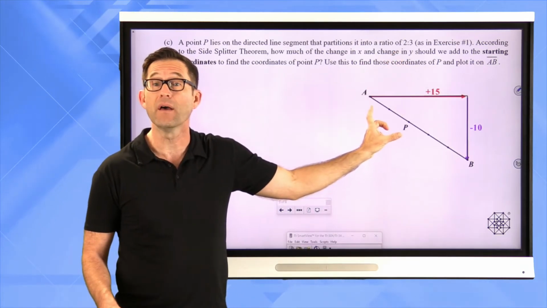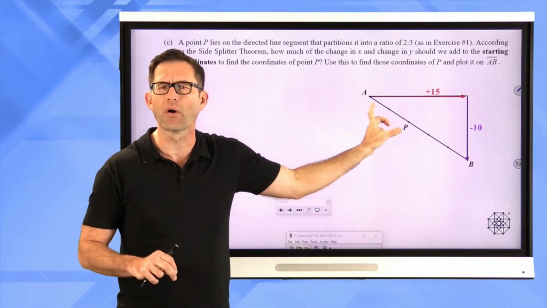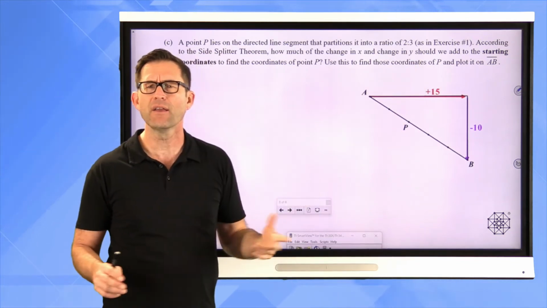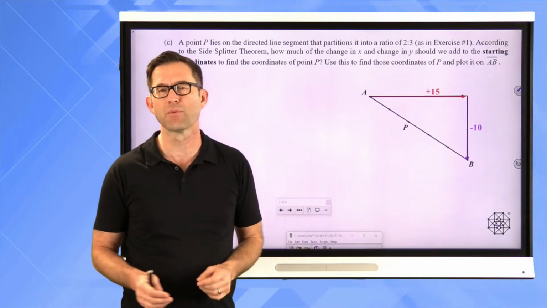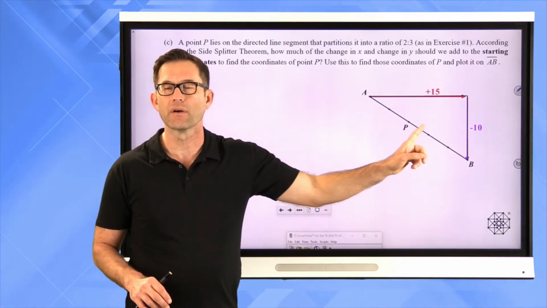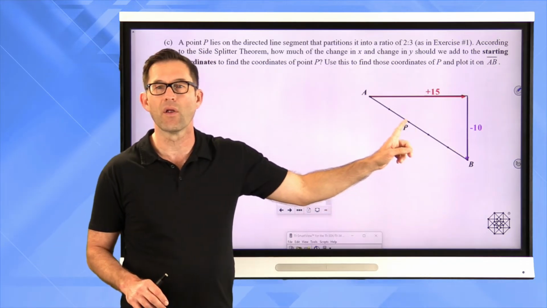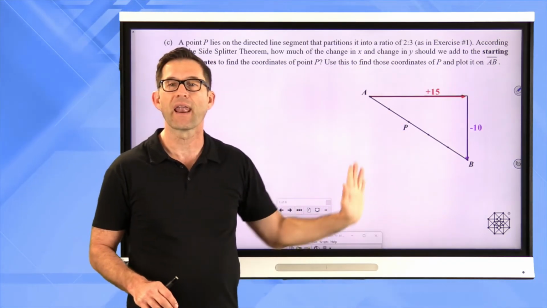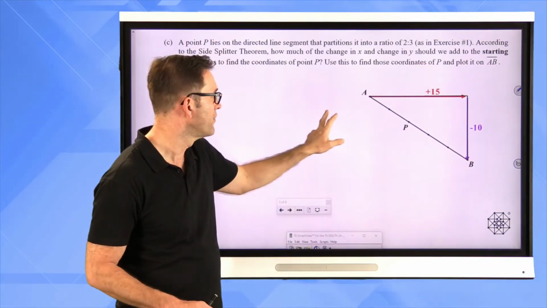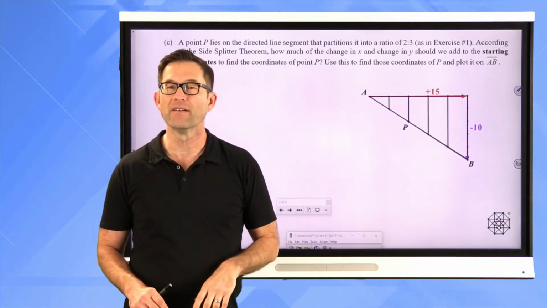Because now AP has a length of 2 parts, and PB has a length of 3 parts. And again, you might say, well, what does this have to do with the side splitter theorem? Well, let's just say for right now, I took each one of these points along this line segment AB, and I drew in parallel lines to this vertical line. It would look something like that, right?